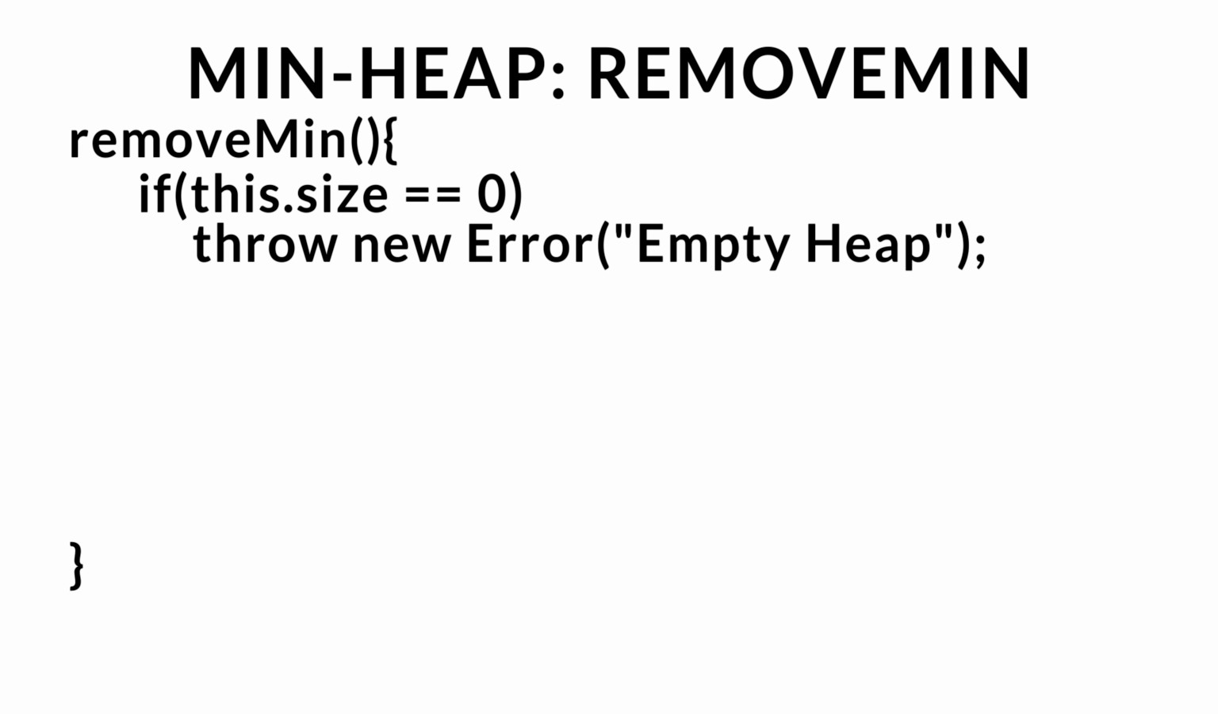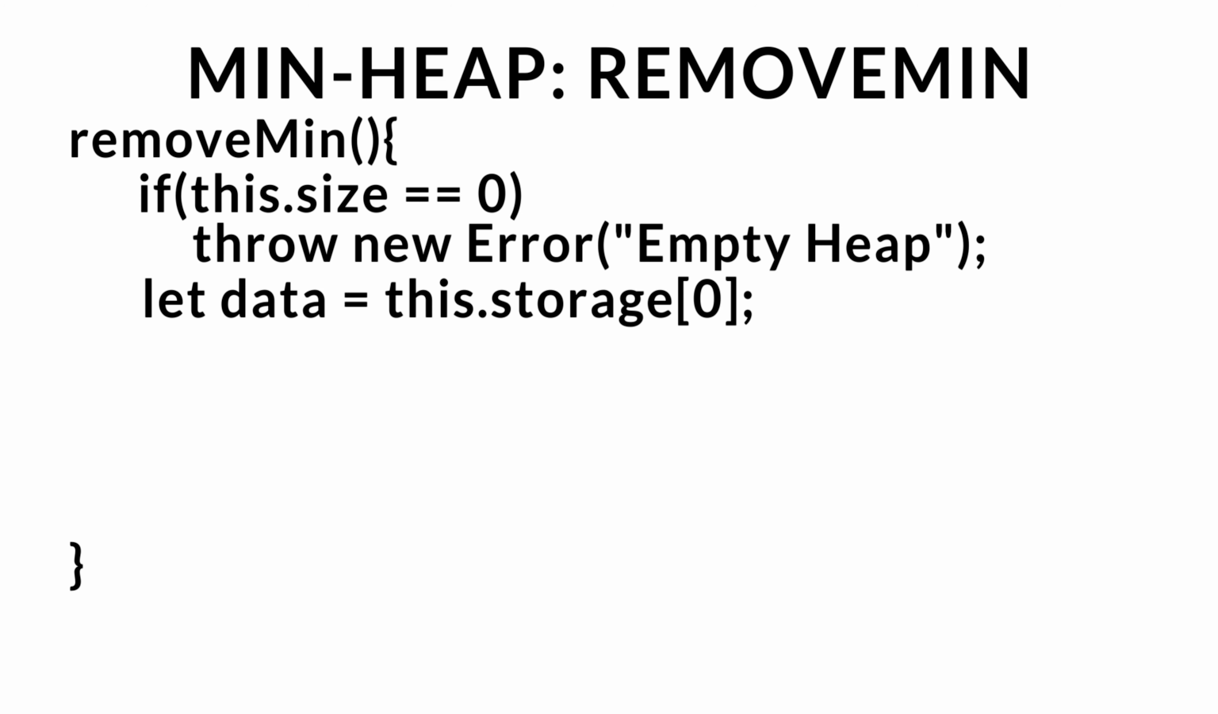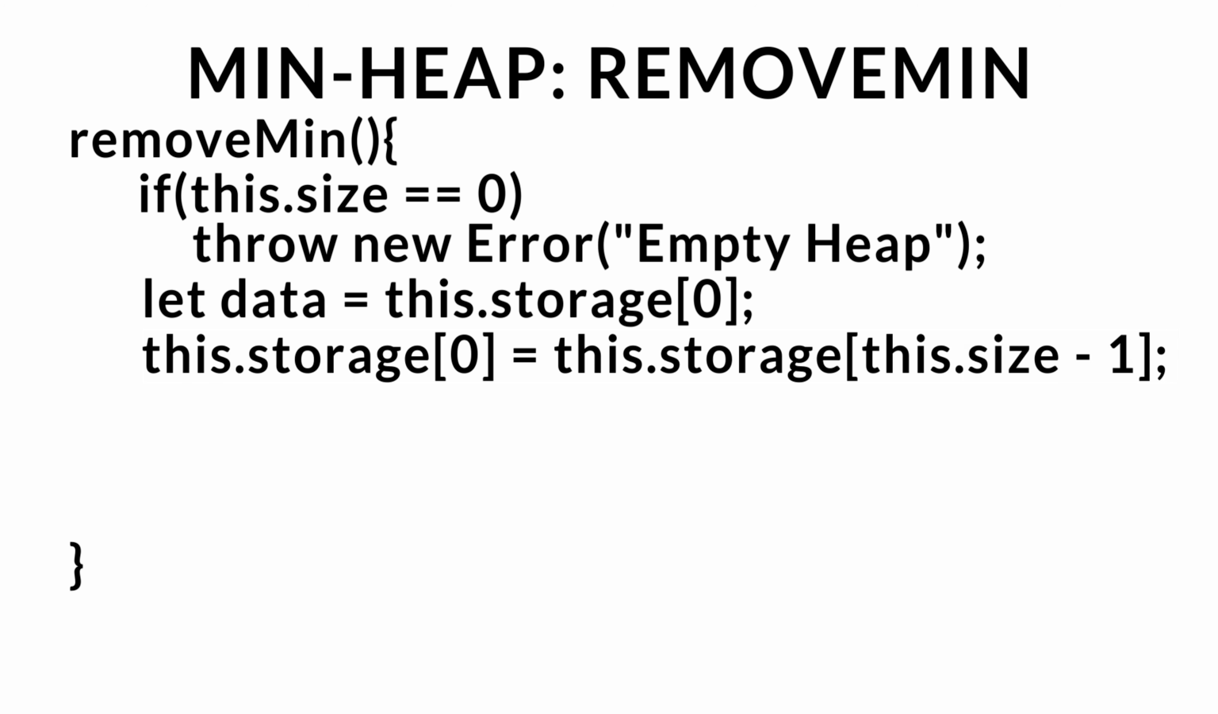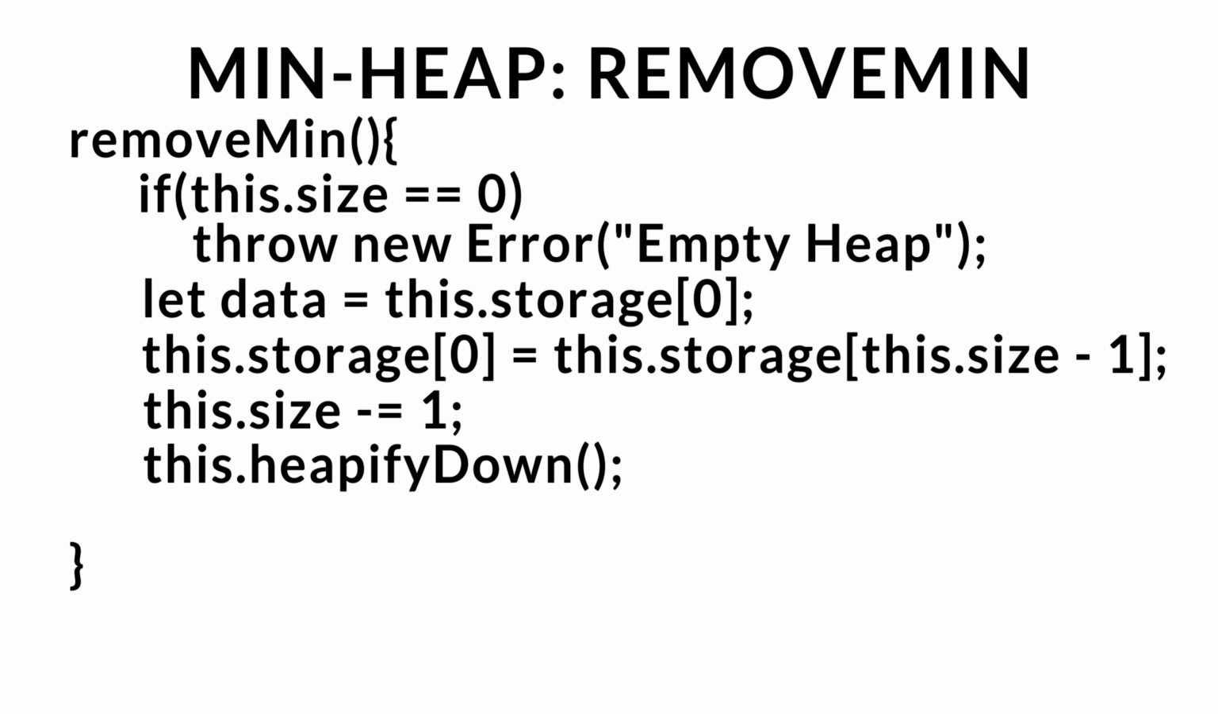Next, if our heap isn't empty, let's go ahead and save what's on top of the heap. We then remove and replace the root element with the last element within the heap. Now that we successfully removed the root element, let's decrement the size. Now it's time to make sure the element that we inserted at the root is in the right position. So let's invoke our heapifyDown method. And once that's done, let's return the data.